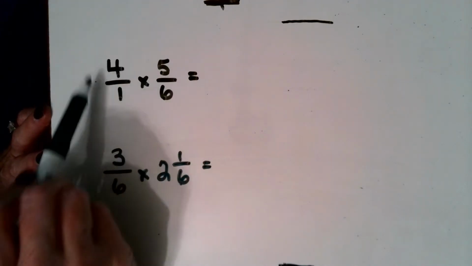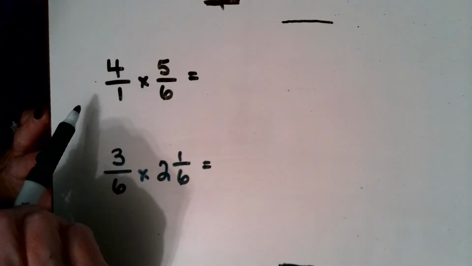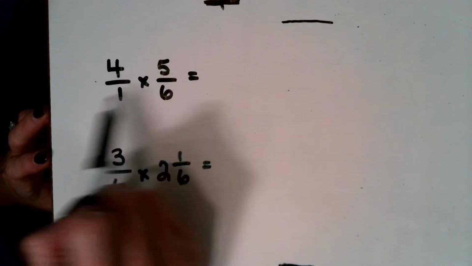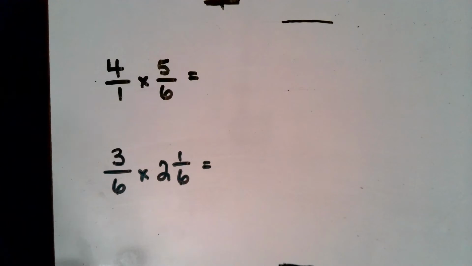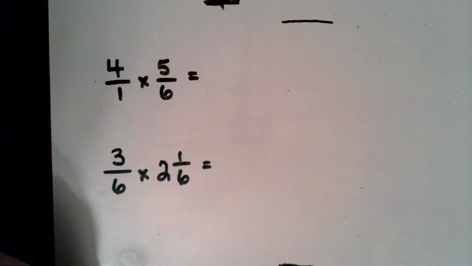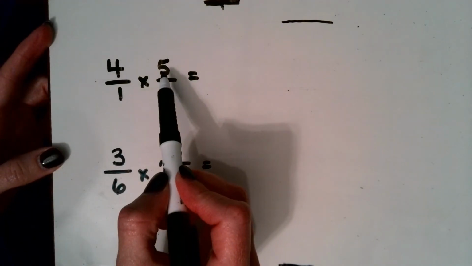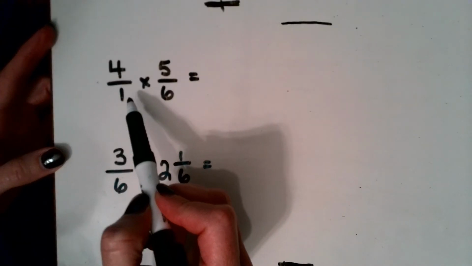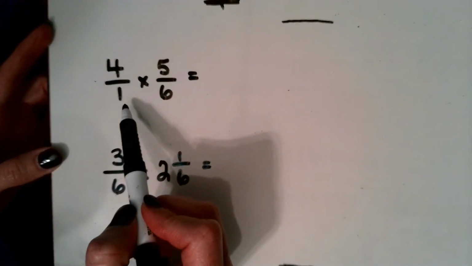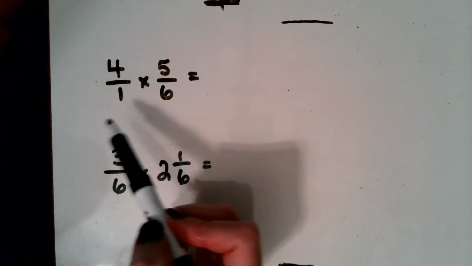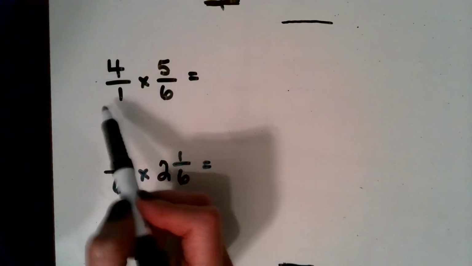So this is the same problem that we just did in your guided notes. And before we multiplied straight across and we got 20 over 6 and then we reduced it. But here's another way to do it. I'm going to start by looking at the 5 and the 1. And I'm going to say to myself, is there anything that will divide into 5 that will also divide into 1? And the answer is no. So there's nothing I can do.